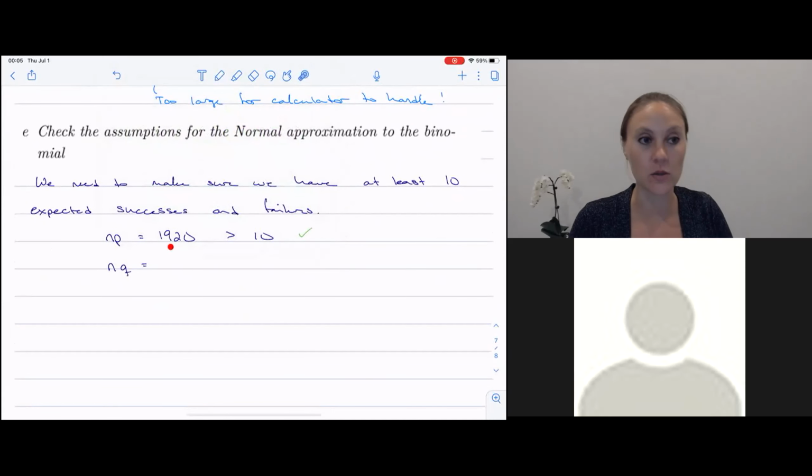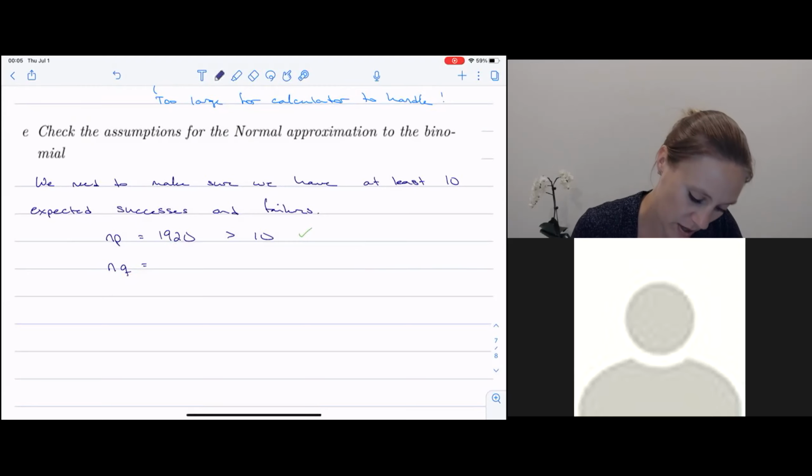There are two ways that you could find it. You could take 32,000 minus 1920. That's the number of failures, the expected number of failures. Or if you want, you can do 32,000 times 0.94. It should get you to the same spot anyways.